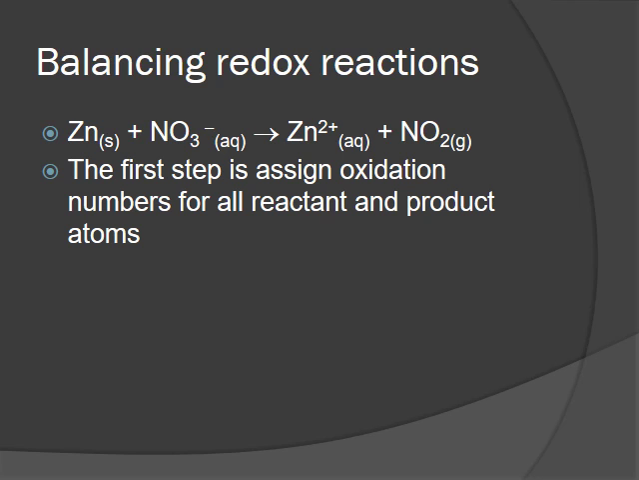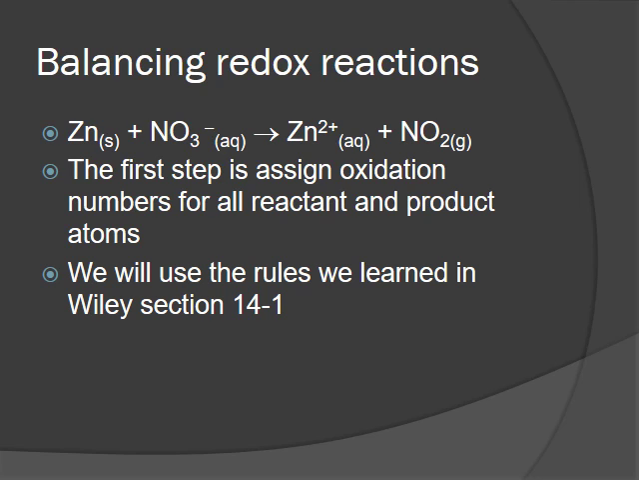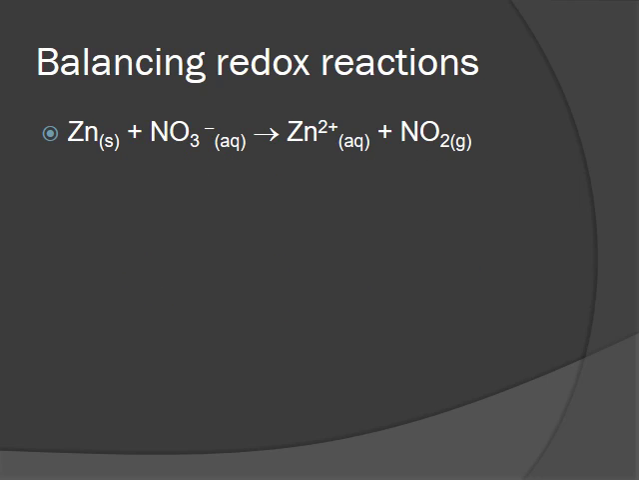So the first step, we're going to assign oxidation numbers for all atoms that are reactants and products. Once again, this is from Wiley 14-1. We've also got a video that will review how to do that if you've forgotten. Okay, the zinc is 0. It's a neutral atom. Zinc 2+ has a 2 plus oxidation number. The oxygen has a -2 on both sides in the nitrate and the nitrogen dioxide.